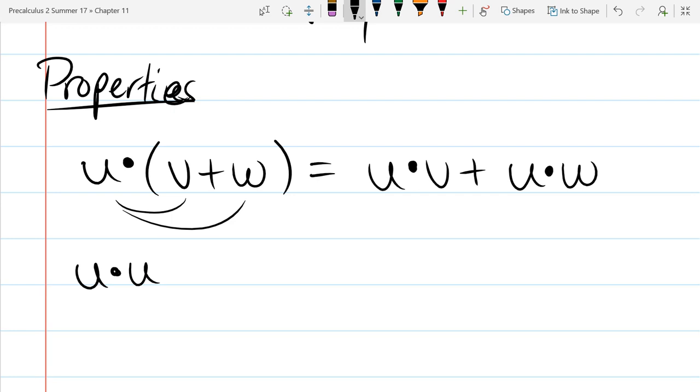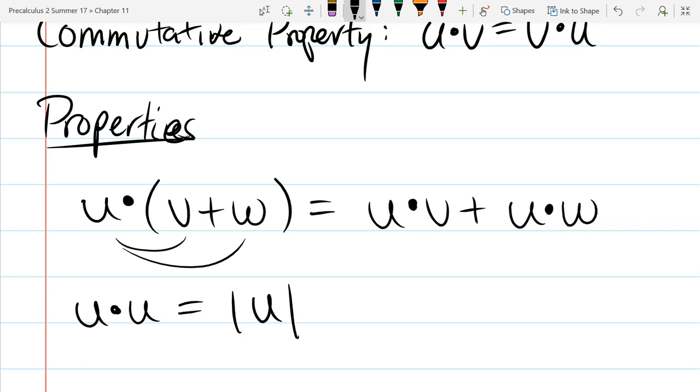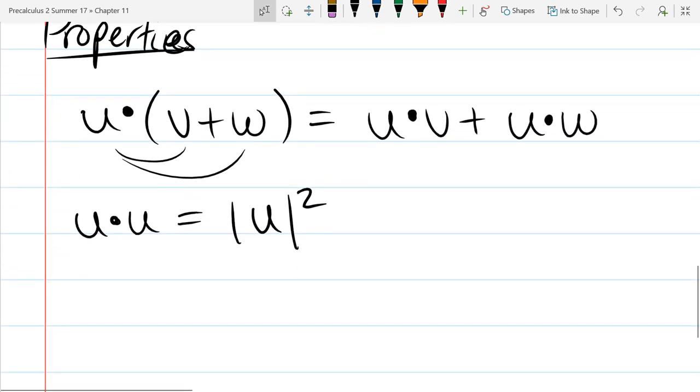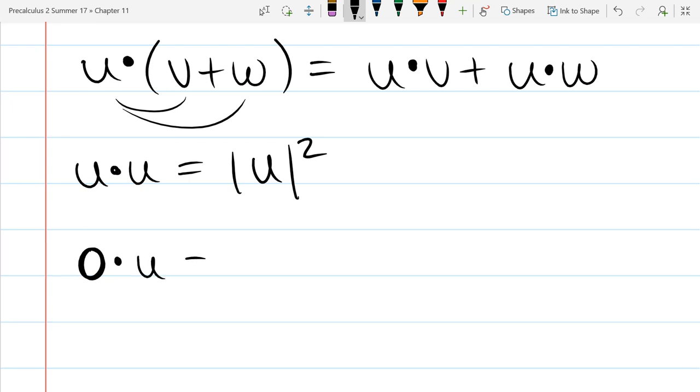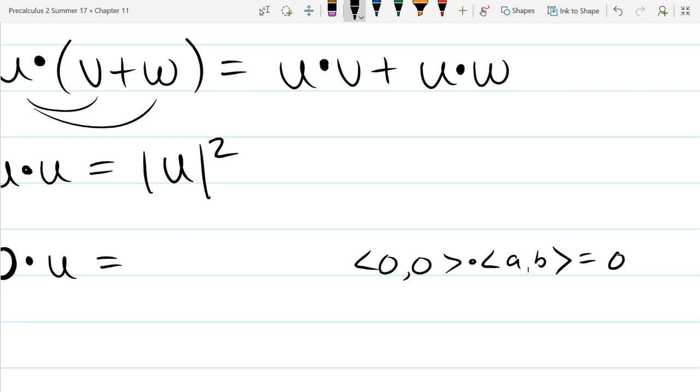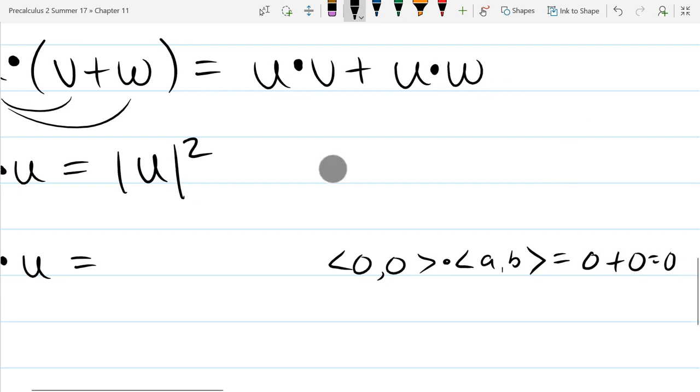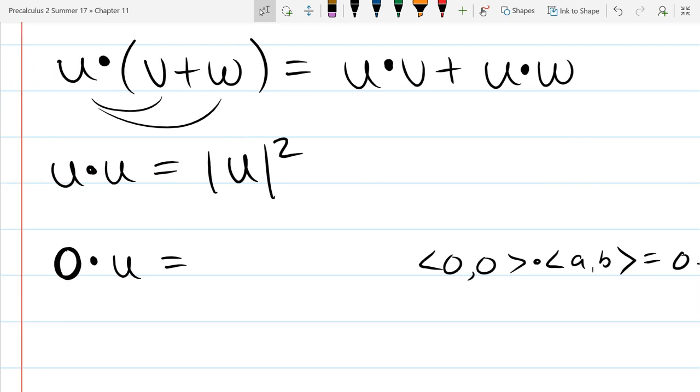And what happens if you take a vector and do a dot product with itself? Well, what you're going to get is the magnitude squared. So if you do a dot product with yourself, you get the magnitude squared. And what happens when you take the zero vector dot with any other vector? Now, what is a zero vector? Of course, a zero vector is just a bunch of zeros. Let's say it's two dimensions. Dot some other vector, AB. Well, if you start computing this, zero times A is zero. Zero times B is zero. And you're going to get zero as your dot product. So when you take the zero vector dot with any vector, you're going to get the number zero.